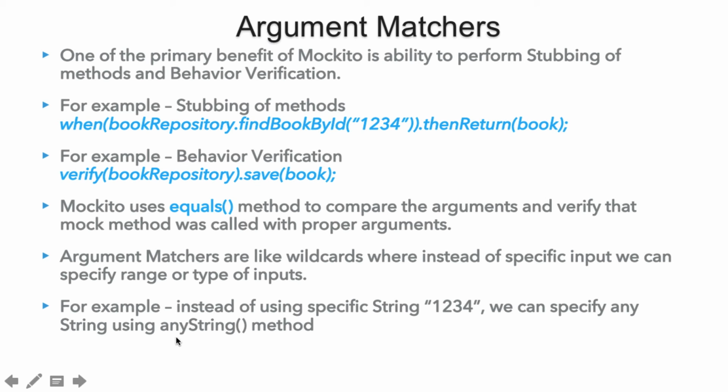This anyString is one of the methods present in the ArgumentMatchers class. When we provide this here and we call our system under test with whatever string we want, when Mockito sees this stub with anyString, it will return the book irrespective of whatever string you have passed to the system under test. So friends, sometimes argument matchers come in very handy.